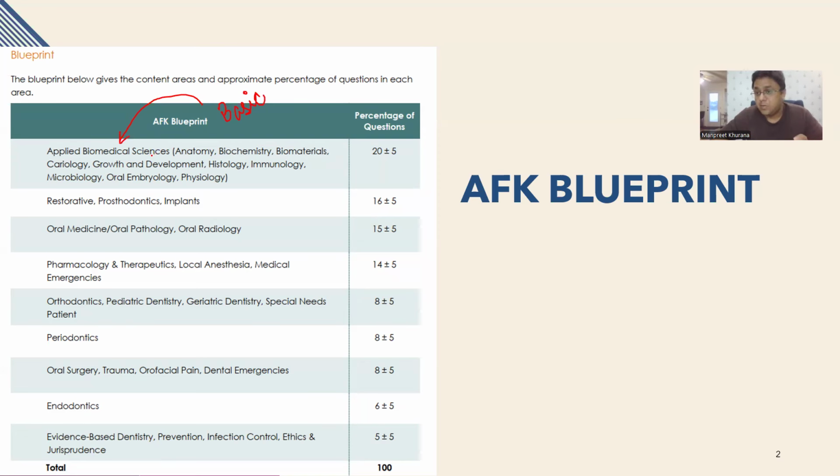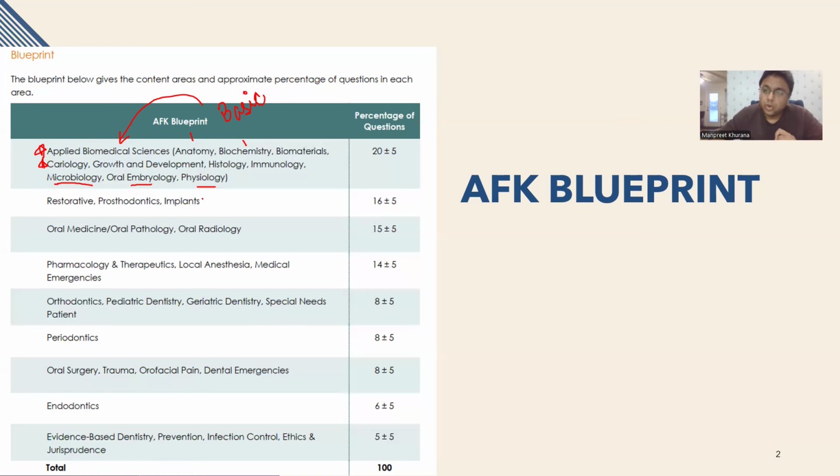In the applied biomedical sciences, we have anatomy, biochemistry, biomaterials, cardiology. If you see in the basic sciences, they have also included these dental related subjects: cardiology, growth and development, histology, immunology, microbiology. If we talk about microbiology, the questions mainly asked are related to periodontal microbiology. Nowadays, we are not seeing a lot of questions from the core microbiology. Then there is oral embryology and physiology related to the dental field.